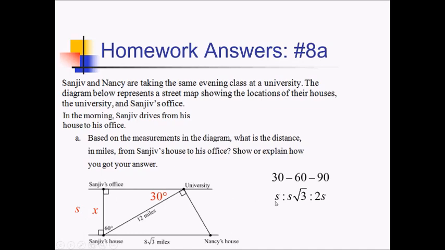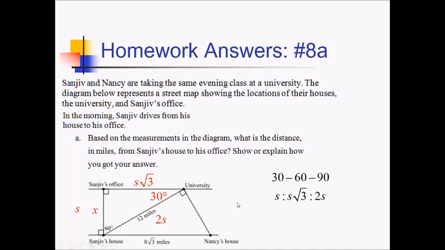So if we find s, we've actually found x as well. S radical 3 is across from 60 degrees. That's this distance here between Sanjeev's office and the university. I'm not really sure we need that for this problem, but I'll put it up there anyway. And then 2s, that's always going to be across from 90, so the hypotenuse. That is this 12 miles from Sanjeev's house to the university.